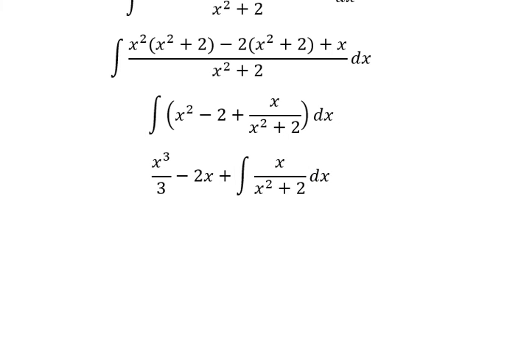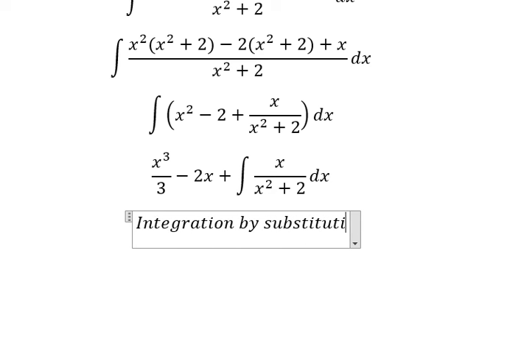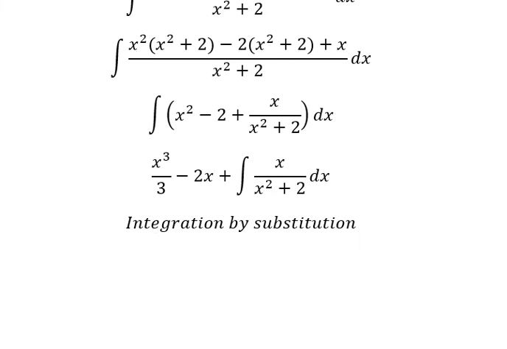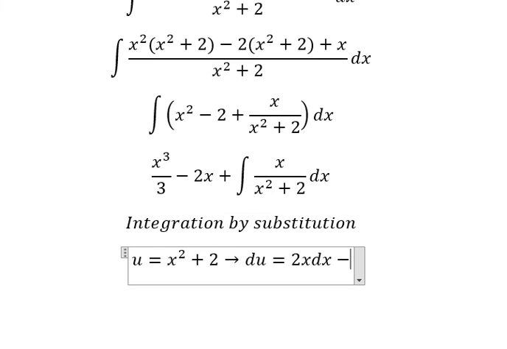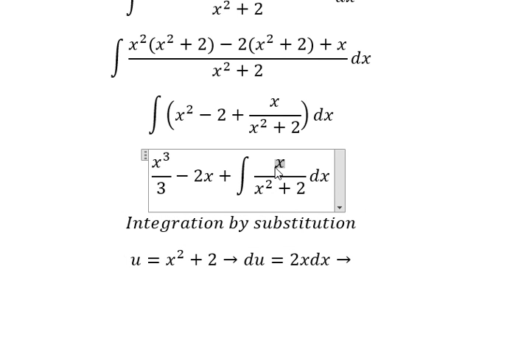So we need to use about integration by substitution. So I will put about u equals to s squared plus 2. Next, we do first derivative for the both sides. So we have 2s ds. Later that, because we don't have number 2, so we need to divide both sides by number 2.